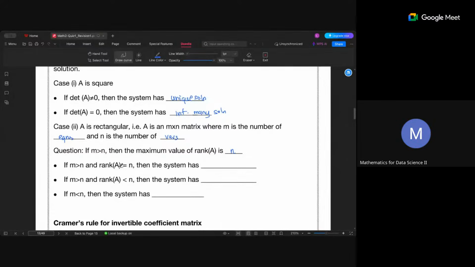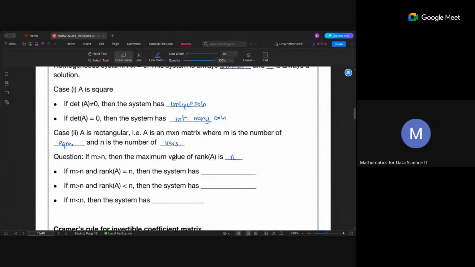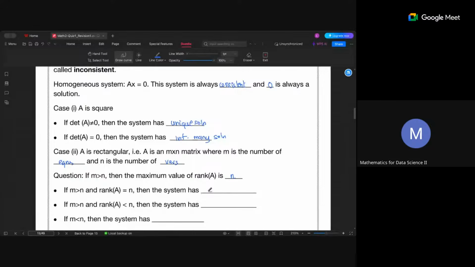So now suppose we have rank of A equal to n, then in that case the system has a unique solution. There is this property for rank of A: rank of A is less than or equal to the minimum of m comma n. If m is greater than n, what is the minimum value here? n. That's why the maximum value of the rank of A is n.